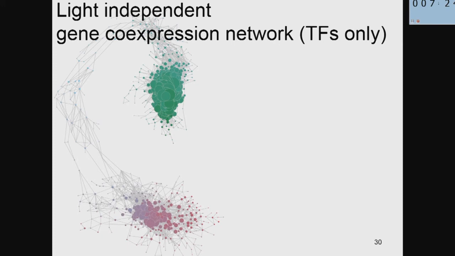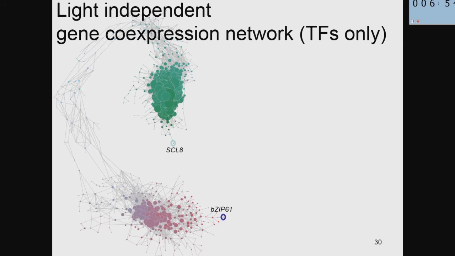So here, the network is huge, and here we present only the transcription factors. Each dot is a transcription factor, and the size of the dot is its connectivity, okay? Each line is a co-expression interaction between 2 genes, okay? And so we have a transition here.